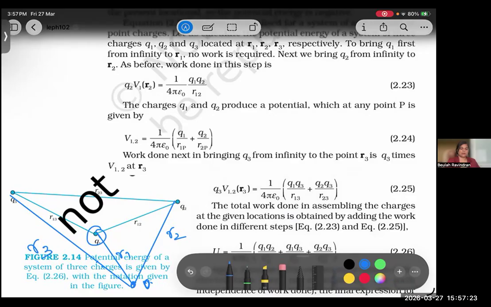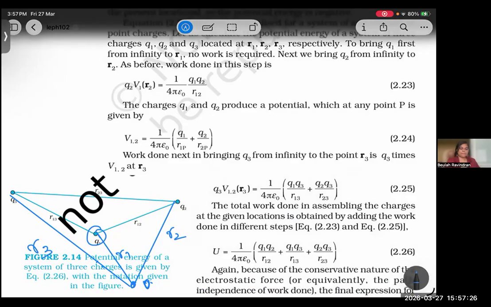Since it is the distance between R12 and R13, it is R23. So right now we are going to write the work done in this particular step. Q2 has achieved the potential of V1 of R2. Right? V1 is the potential of Q1. It is experienced by the charge Q2 at the radial distance R12. Clear?